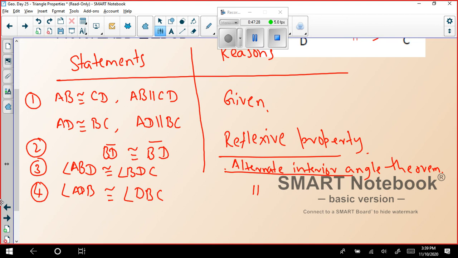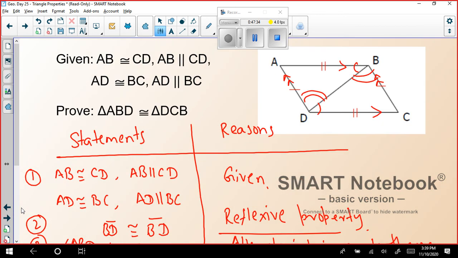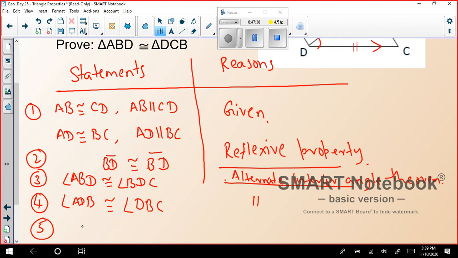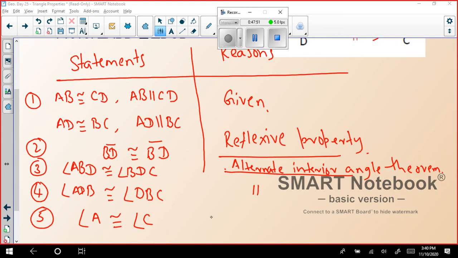Okay, we need one more angle so that we can tell that the triangles are congruent. The last angle is angle A is congruent to angle C. And what is the reason for this? If you know the answer, you can raise hand or you can use the chat. So by third angle theorem, we have angle A is congruent to angle C.